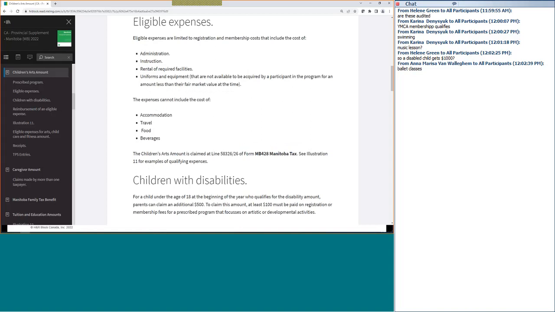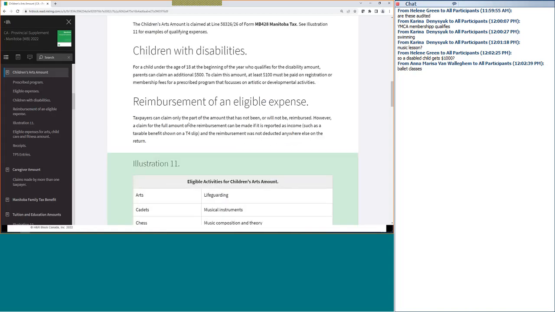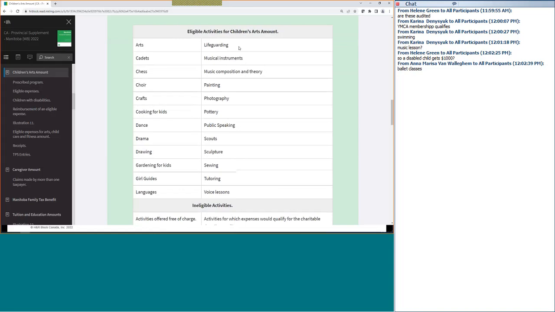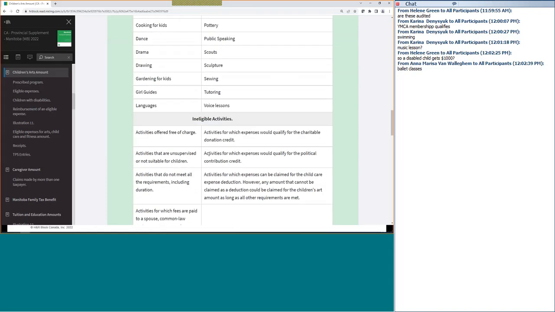Okay. Again, what counts, what doesn't count, and what do you have to have for the receipt. Lifeguarding counts. Music, composition, theory, painting, photography, public speaking does. Scouts does if you have kids who are in Girl Guides or Scouts. Drawing, gardening for kids, tutoring counts. Voice lessons, languages, all of those things.